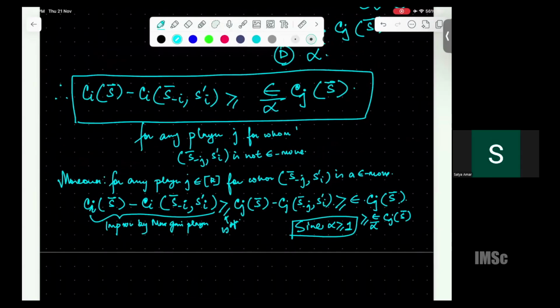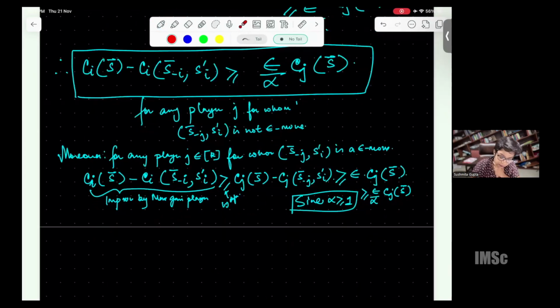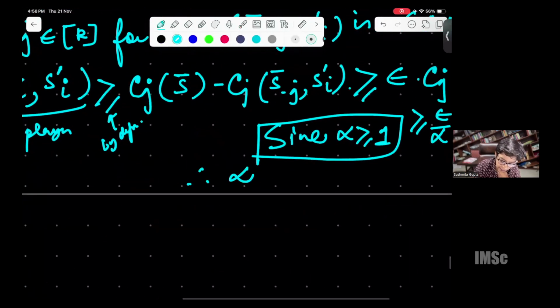Yes, ma'am. If alpha is at least 1, then the last equation is fine. Correct? So for both categories of players, ones for whom this is an epsilon move and ones for whom this is not an epsilon move, we have proved the condition for the hypothesis of lemma 2. You need epsilon by alpha when J is a player for whom the shift to S prime I is not an epsilon move. When the shift to S prime I is an epsilon move for some player, you don't need the epsilon by alpha. You can show a better improvement. And because alpha is strictly greater than 1, this quantity itself is obviously greater than epsilon by alpha. Okay? So, therefore, the lemma is proved.